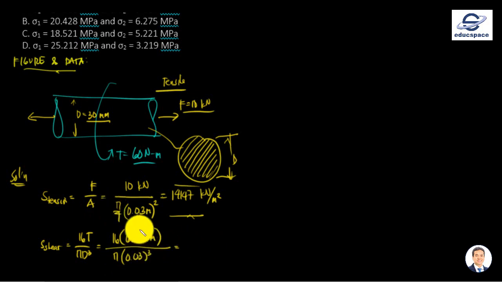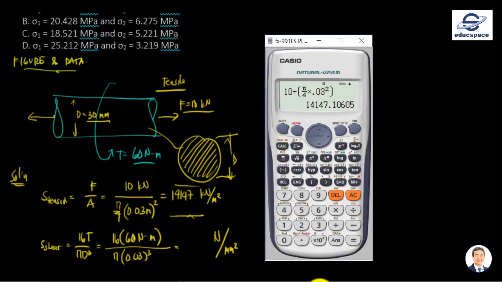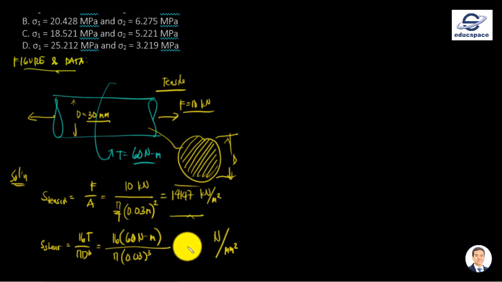Remember na meron tayo ditong newtons lang, ha? Newton per mm squared tayo dito. So, we have 16 multiplied by 60 divided by pi multiplied by 0.03 and then cubed, equal sign. Over 1,000 lang natin to para maging kilonewton. So, 11317, this time kilonewton per m squared. Palitan ko lang to, dapat ay meters squared. Now, we have tension and then shear stress.